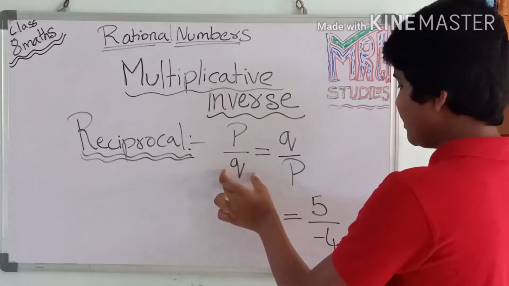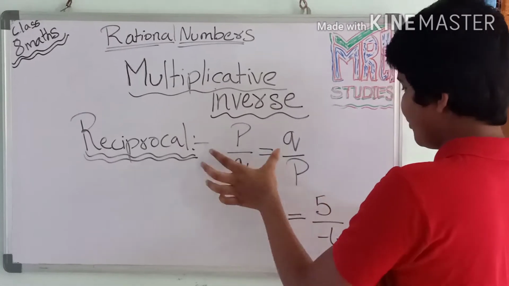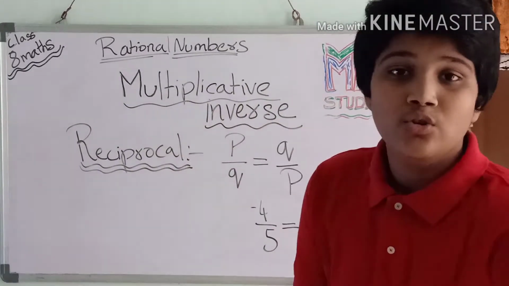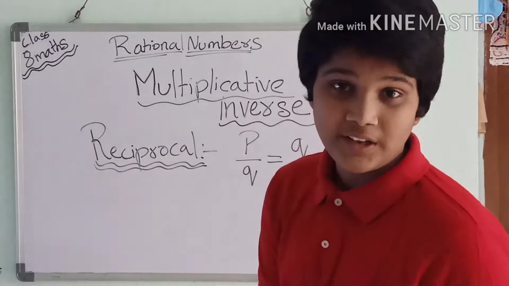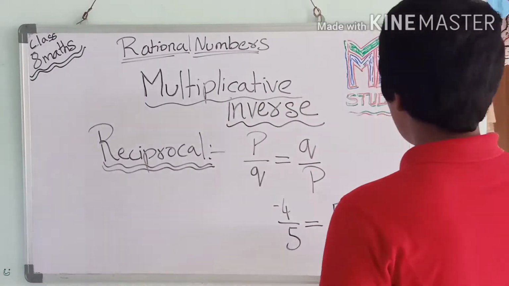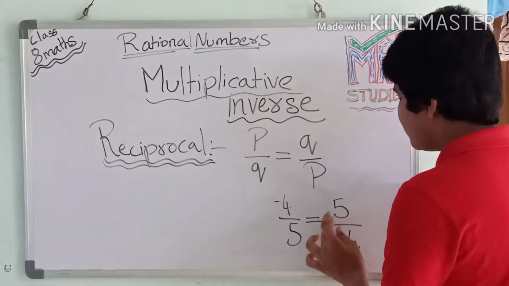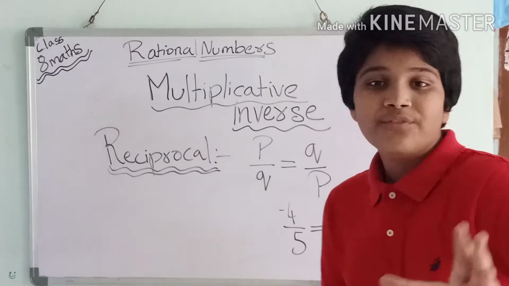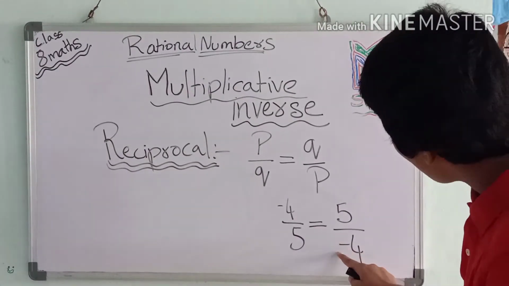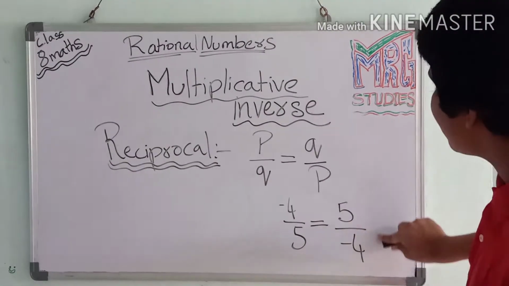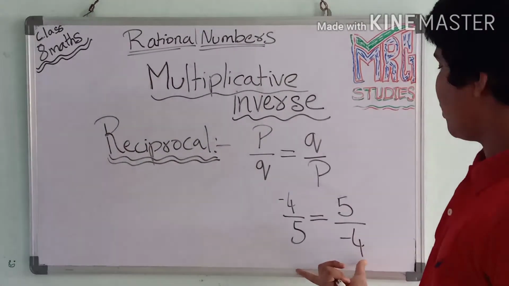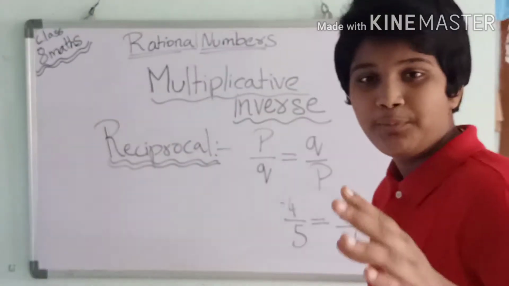See here, p by q becomes q by p. They took the reciprocal. In multiplicative inverse you should always take the reciprocal. You should not forget this in multiplicative inverse. Okay. Now see here, minus 4 by 5 becomes 5 by minus 4. In a fraction, if one number has minus, it means the whole fraction is minus. So here also we took the reciprocal. So this is called multiplicative inverse.